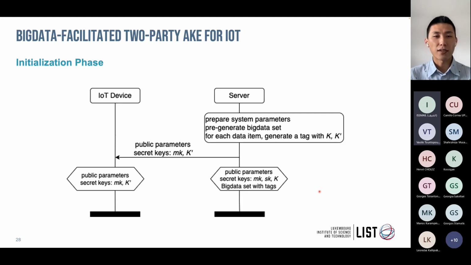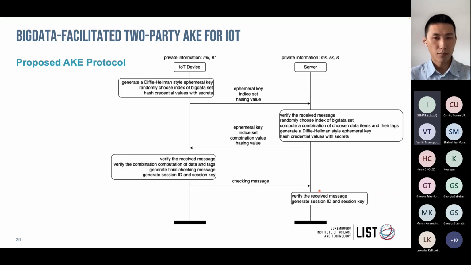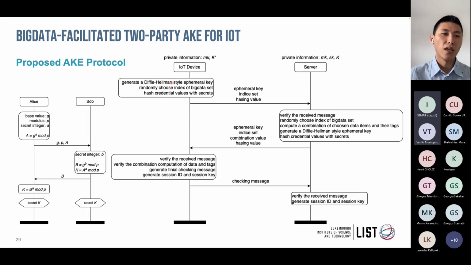Okay, let's look at the protocol. On the IoT device, first it generates a Diffie-Hellman style ephemeral key. Before we continue to the next step, what is Diffie-Hellman key exchange? Here is a short description of the Diffie-Hellman exchange.